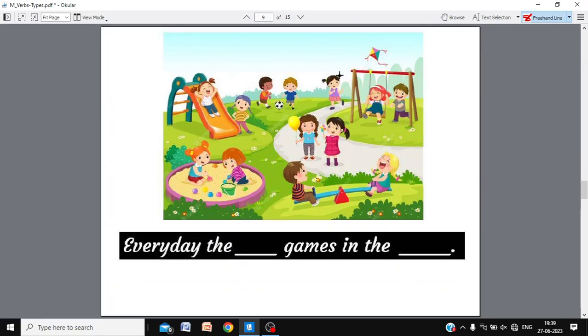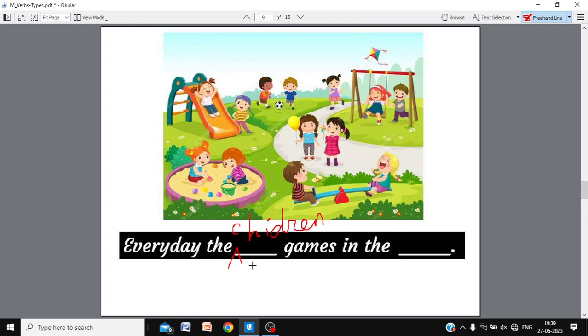Every day the children play games in the park. Sorry, the word children is accidentally omitted from the slide. It should be every day the children play games in the park.